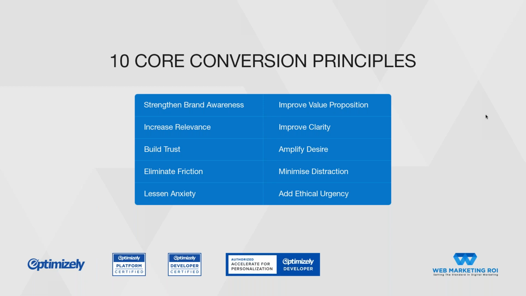One of our core approaches to CRO at Web Marketing ROI is using 10 core conversion principles, understanding each of them, and then using them to come up with test ideas for any given market or any given website. Our philosophy is that you will get better test ideas that have a much higher than average win rate and a much higher than average impact.